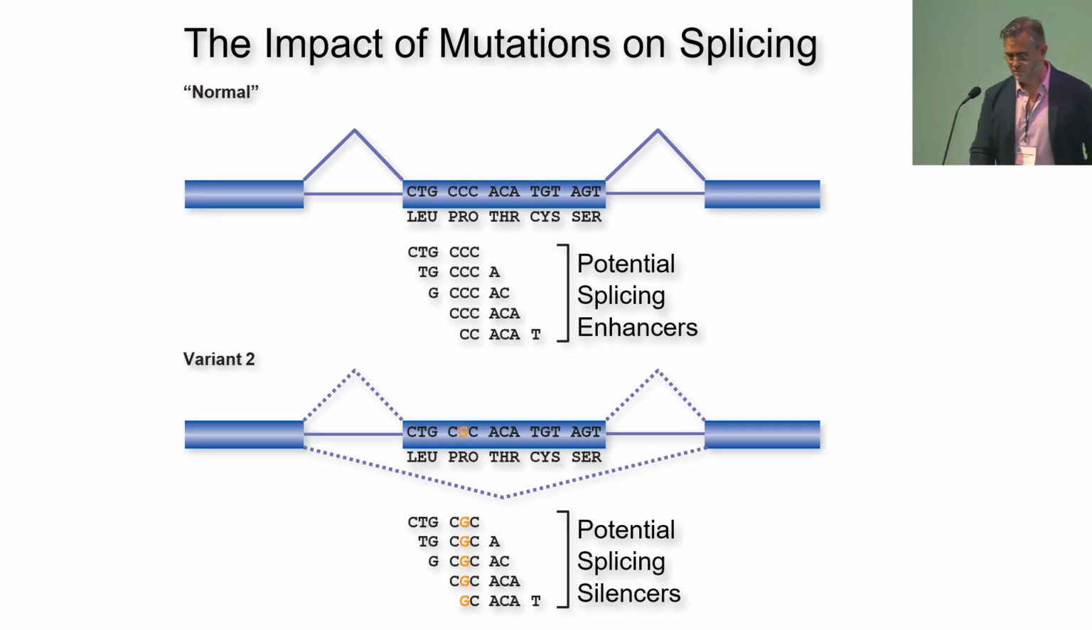And so the way that this might happen is there are sequences in exons called splicing enhancers. And so it could be that this proline codon overlaps a potential splicing enhancer sequence. So when you mutate that C to a G, you lose the enhancer sequence, so you now skip that particular exon. Or alternatively, it could be that you create a splicing silencer sequence when you make that mutation. And so now you have a protein that binds to that exon and then would cause that to be skipped.